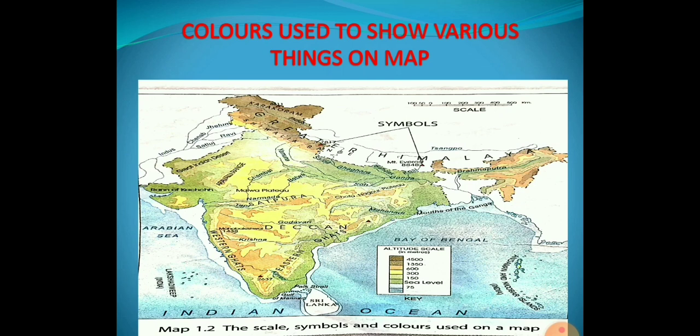Next, colors. We use different colors to show various things on a map. Generally, maps follow a common color scheme. For example, on a physical map, water bodies are shown in shades of blue. Light blue is used for shallow water and a dark shade of blue for deep water.